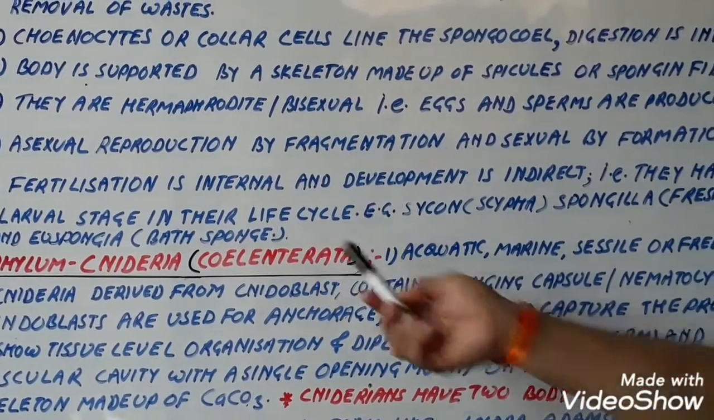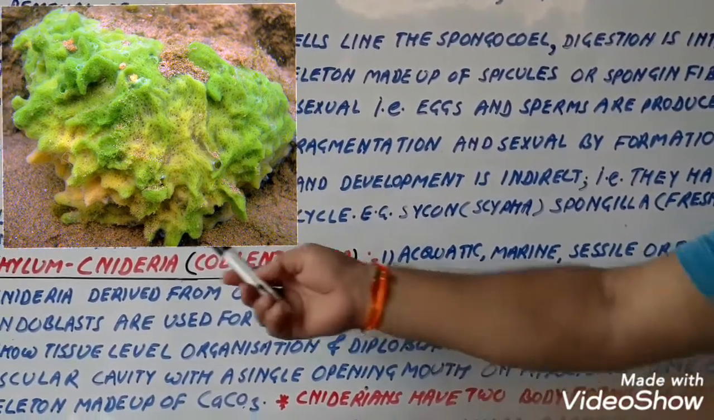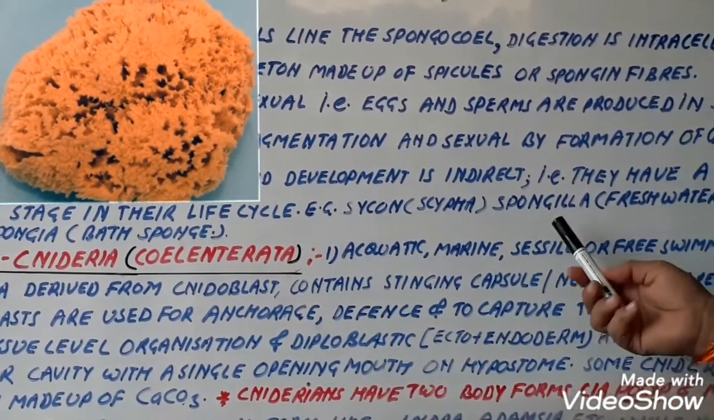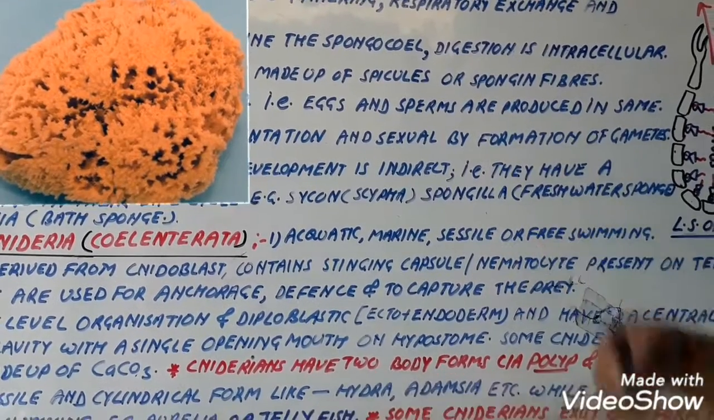Both of these questions, that is, Spongilla, freshwater sponge, and Euspongia, bath sponge, have been asked many times in the NEET examination and other competitive examinations.